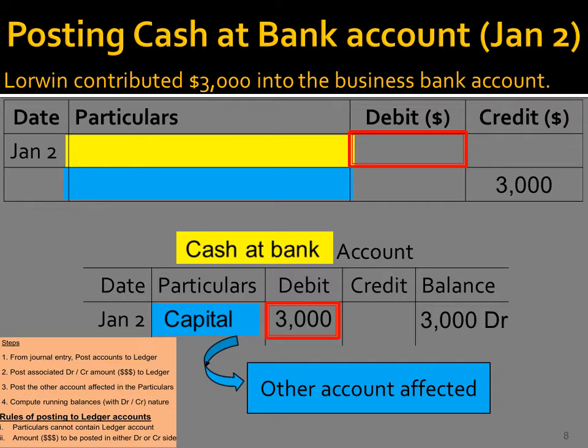The next check is whether the amount that I've posted is on the debit side or the credit side. Since I have a debit entry to the cash at bank account, I would place $3,000 in the debit column of the cash at bank ledger account that I'm preparing.